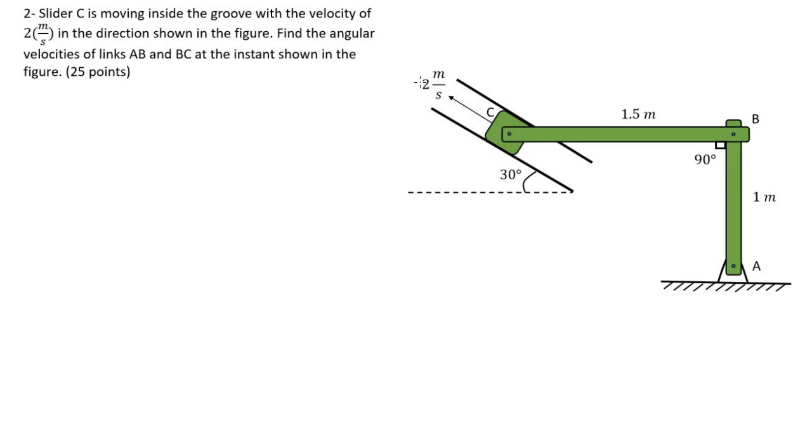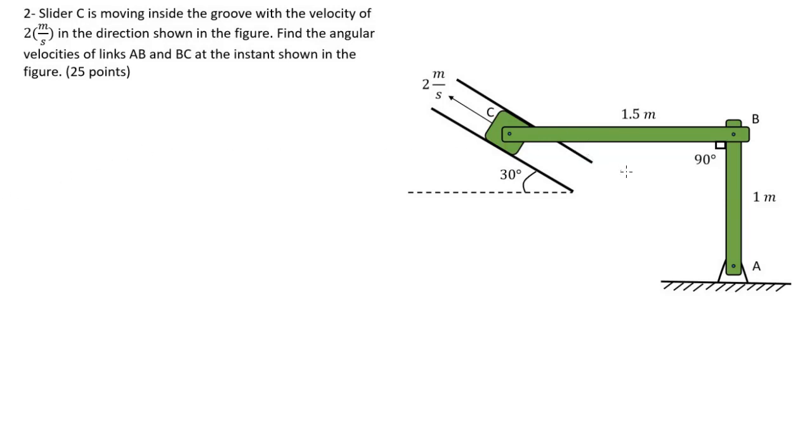So we have this slider moving inside this groove in this direction. We have the angle of the groove with the horizontal direction. We have the velocity of this slider. We have the length of these two links AB and BC. We are asked to find the angular velocity of AB and the angular velocity of BC.